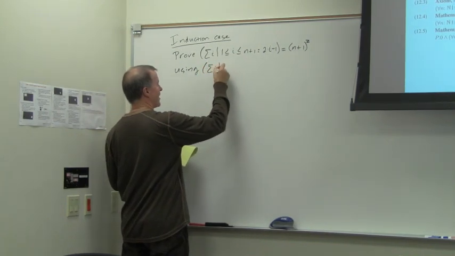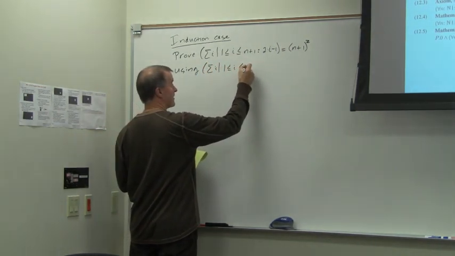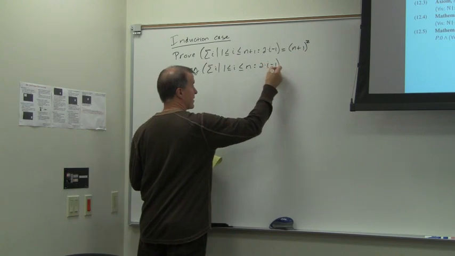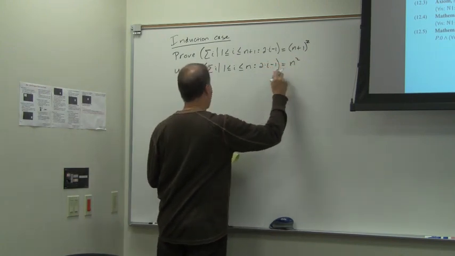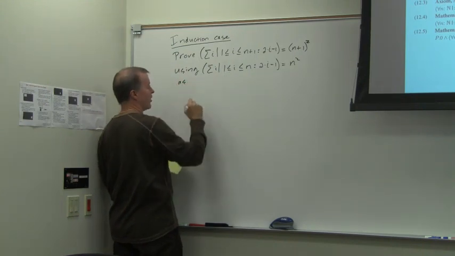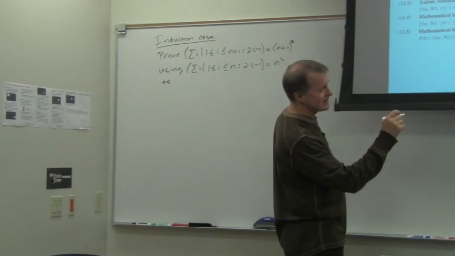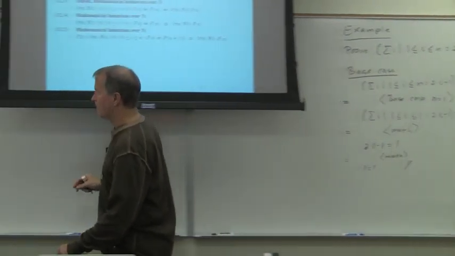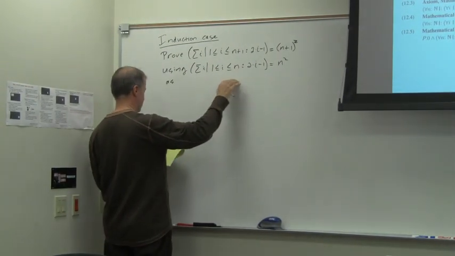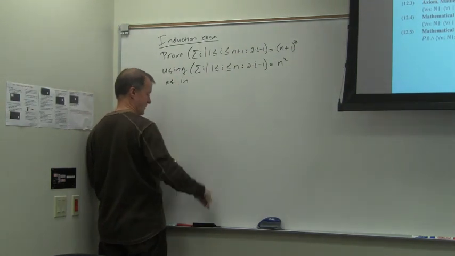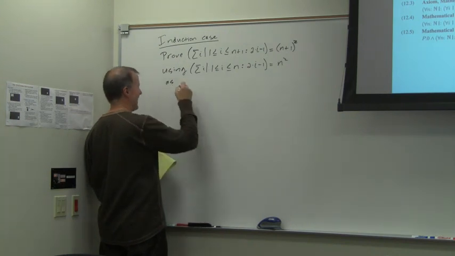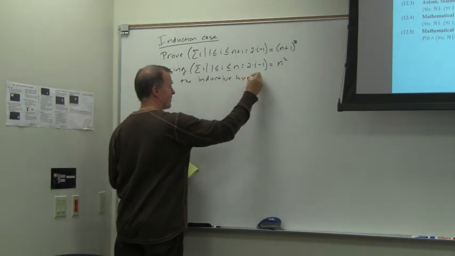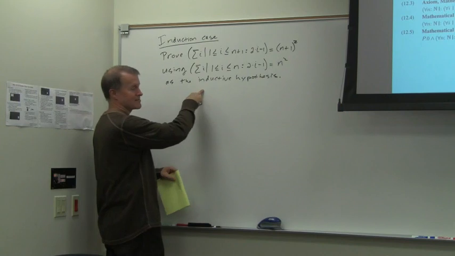Using the sum on i, 1 less than or equal to i less than or equal to n, body 2 times i minus 1, equals n squared, as the what? What is this called? No, not the base case. The base case is the case n equals 1. But what is this called? This is not called the base case. What is this called? As the inductive hypothesis. This sentence is key.